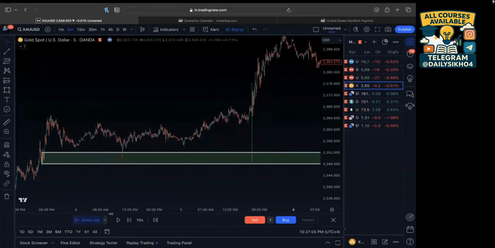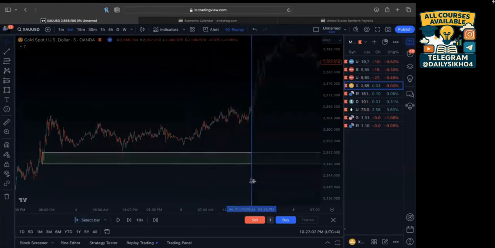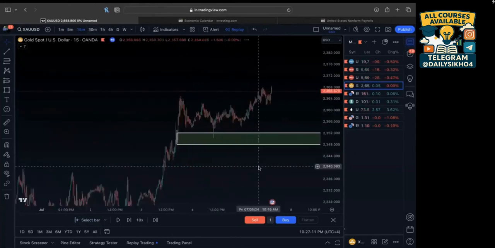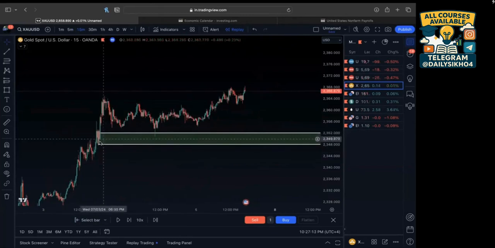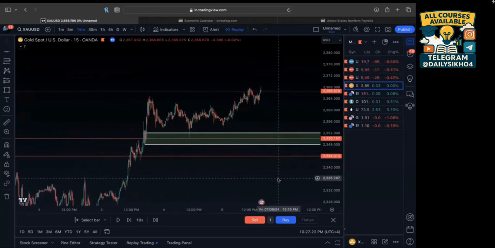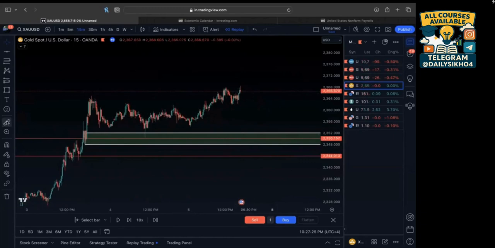So, for example, what I would like to do is I'm going to go to the 15-minute time frame. Here you can clearly see that this is a zone and then this is a zone. So I will place some limit orders here, some limit orders here. And of course, there's a very low chance that price will actually take out these two levels.